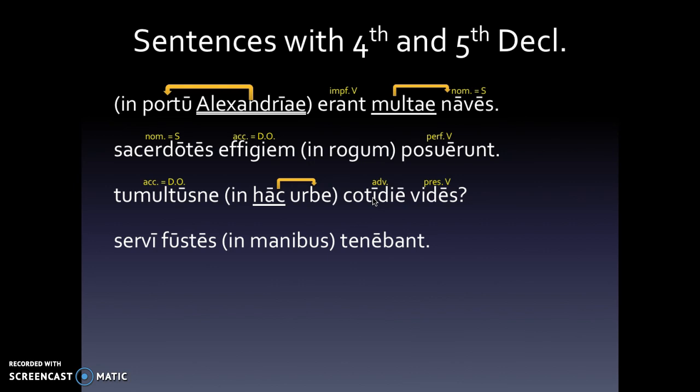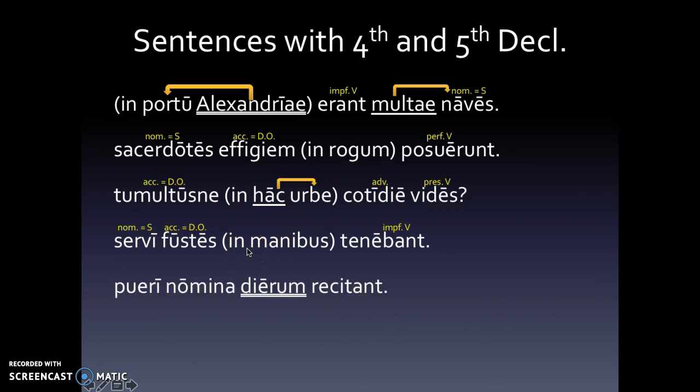All right, next sentence, we've got our prep phrase, in manibus. Servi is nominative plural, it's second declension, so since it's nominative, it's our subject. Fustes, that es there could be nominative or accusative plural, but we already have a subject here. So since it's accusative, it's our direct object. This is an imperfect verb. And so it reads, the slaves were holding clubs in their hands. The "their" there is just assumed.